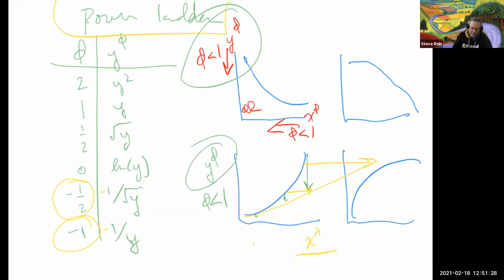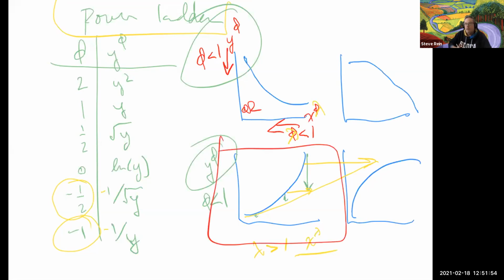X to the lambda, where lambda is greater than 1, will fix that sort of curvature problem. Or maybe a combination of both x and y transformations. So choosing x to some power and y to some power, as long as we're dealing with this lower left situation here, x goes up or y goes down. One of those three will do it.